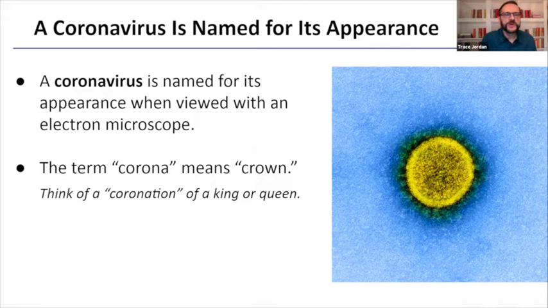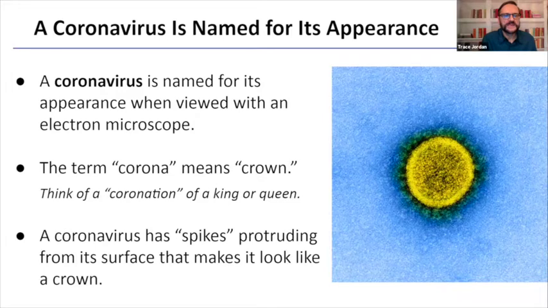The term corona means crown. And you're familiar with this term if you've ever heard about the coronation of a king or queen. And as we saw in the image, a coronavirus has spikes protruding from its surface that makes it look like a crown. So in effect, the term coronavirus means crown virus because of how the virus looks when viewed under an electron microscope.